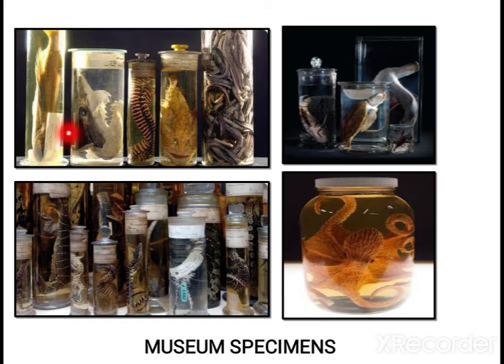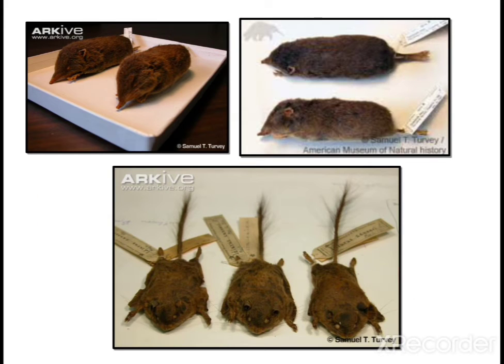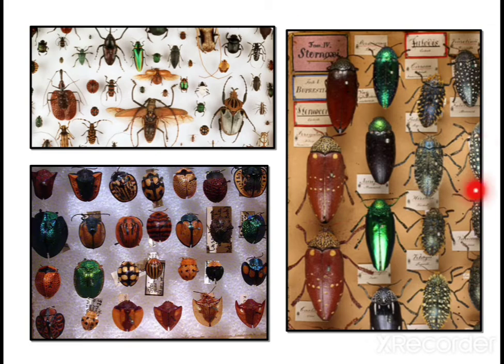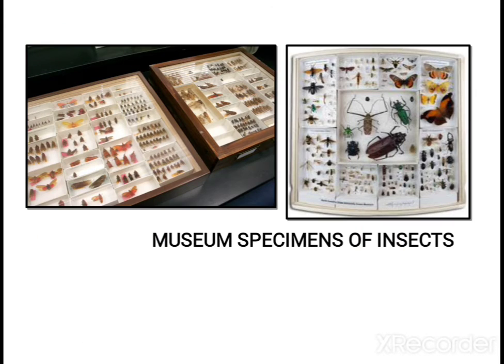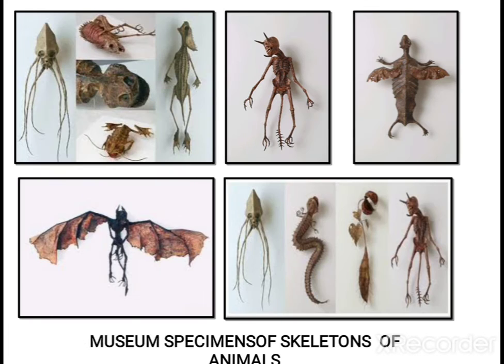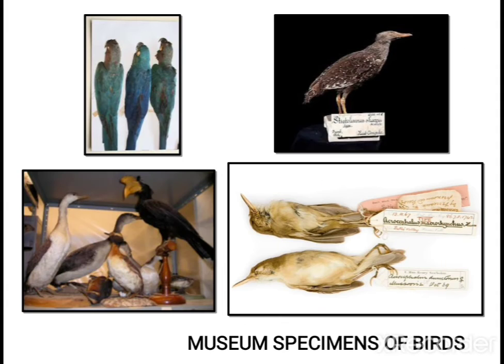See here it is a jar of various specimens, museum jars. How it is preserved in preservative. This is stuffed animals. Insects, how they are dried and preserved in insect boxes. This is also a museum specimen of insects. Museum specimen, a collection of skeletons of various animals. Birds, stuffed birds.